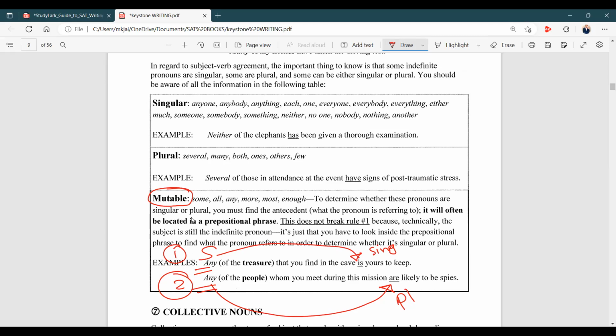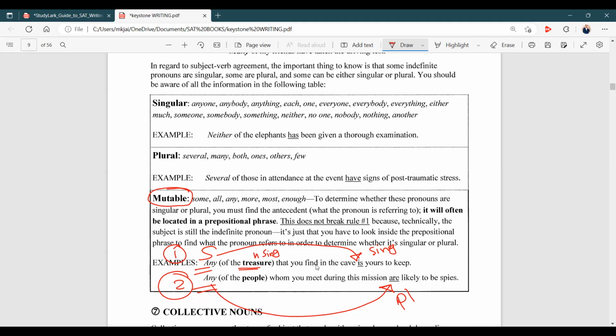So that's what I mean by mutable. Once you read the word any, this could give a meaning that refers to something that's singular or something that is plural. So it depends on what? It depends on the prepositional phrase that comes after, the noun inside the prepositional phrase. Any of what? Of the treasure. Treasure is singular. So any here is singular. The meaning I have in mind is singular.